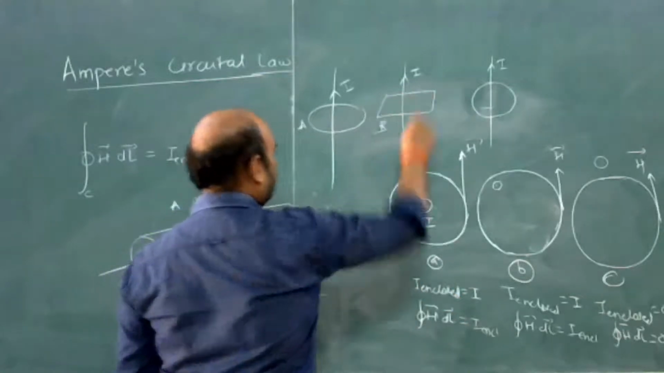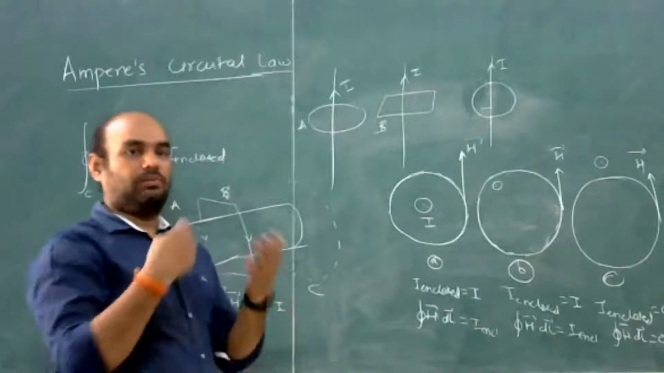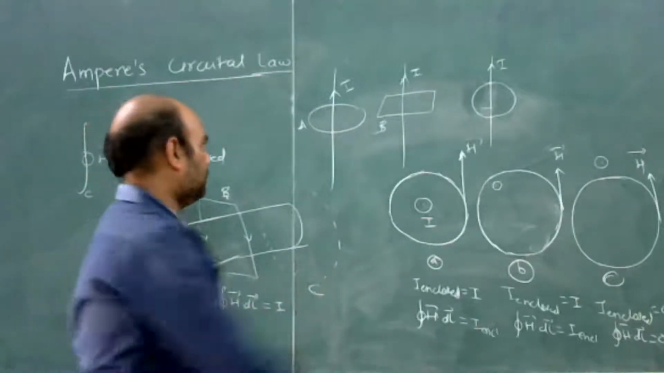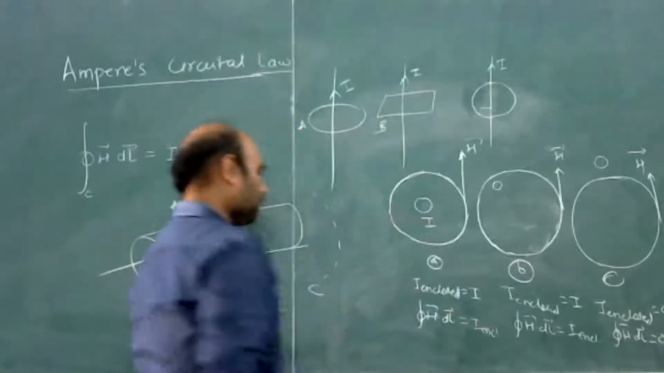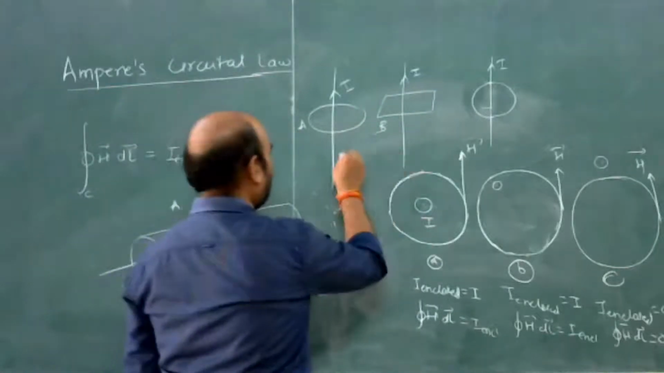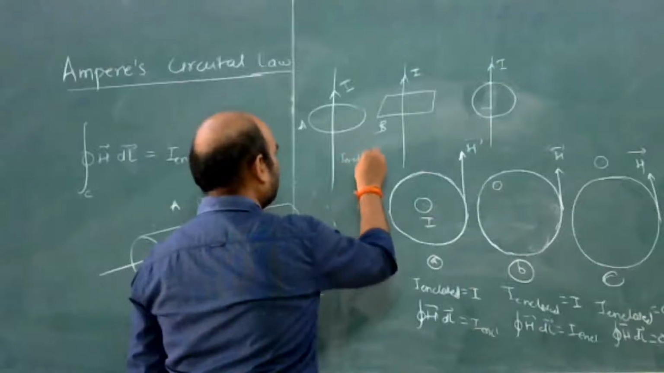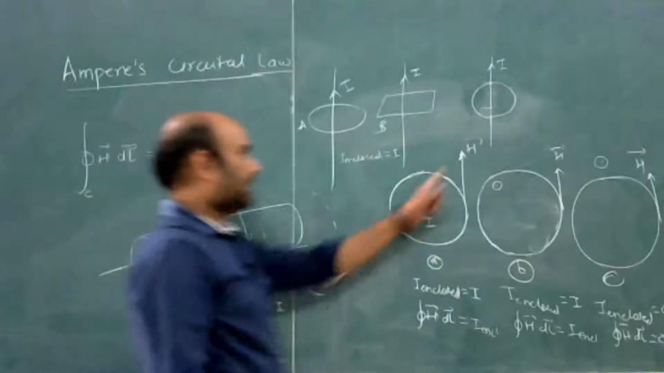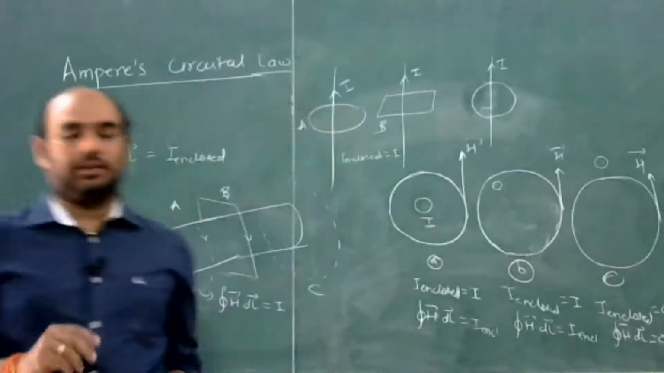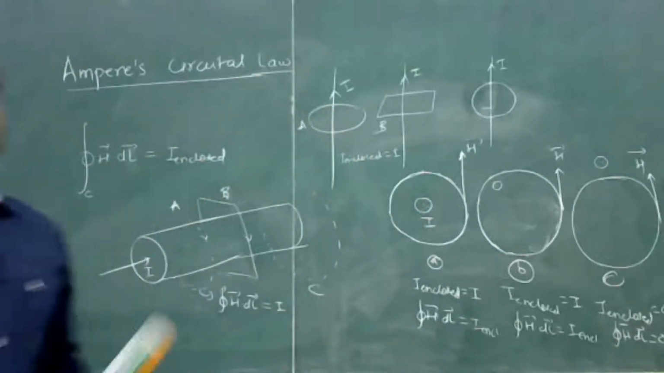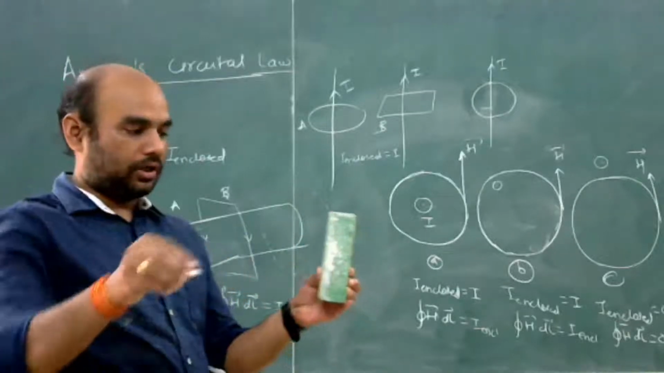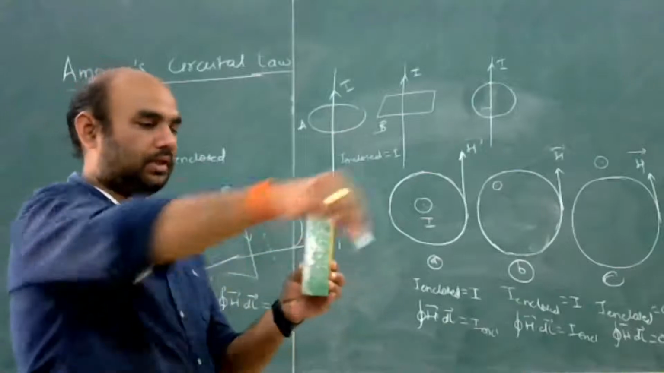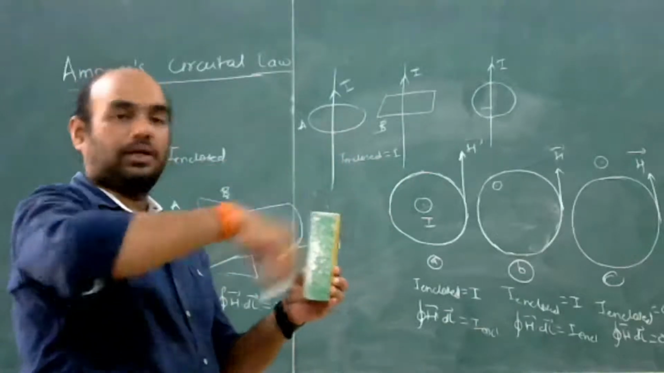This is irrespective of whether the loop is circular or rectangular or square. It doesn't depend on the loop. So in both cases, I enclosed will be equal to I. But in this case, the loop which we have considered is passing through the conductor, like this.